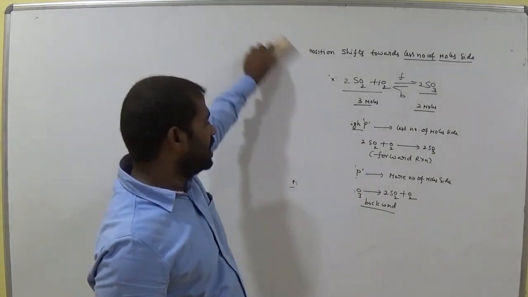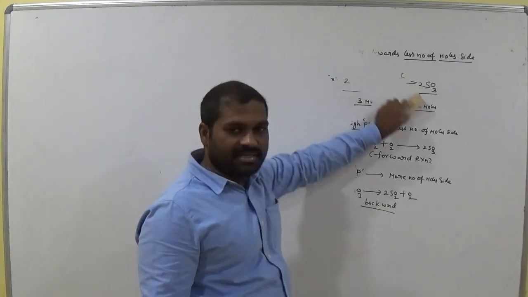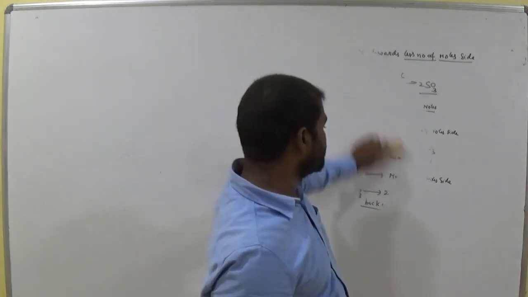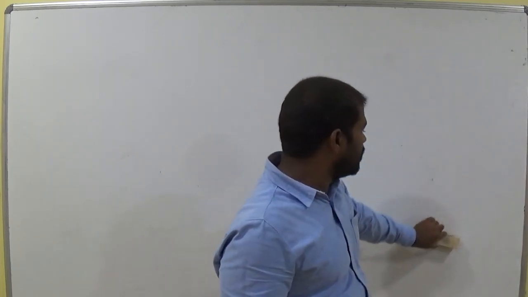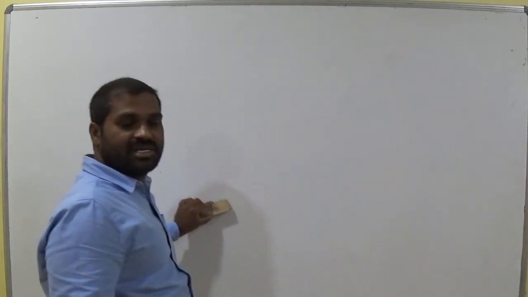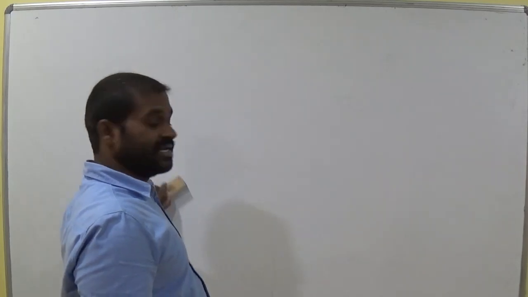Simply, at equilibrium, if pressure is high, then the reaction moves towards less number of moles. If pressure is low, then the equilibrium moves towards high number of mole side. That's enough. Okay?